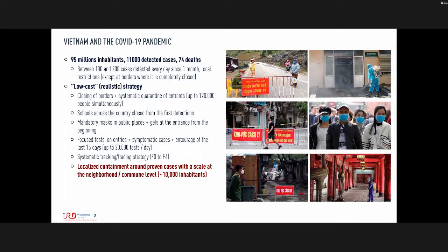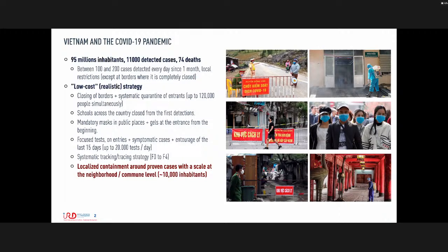Because of course you have people coming back to Vietnam, or coming to Vietnam because they have to work there or study there, etc. So you have a systematic quarantine, which is organized by the government. It's not a quarantine like in France where basically you do whatever you want. It's a quarantine here where you are in hotels which are chosen by the government, or you end up in military camps, which are a little bit less fun for doing the quarantine.